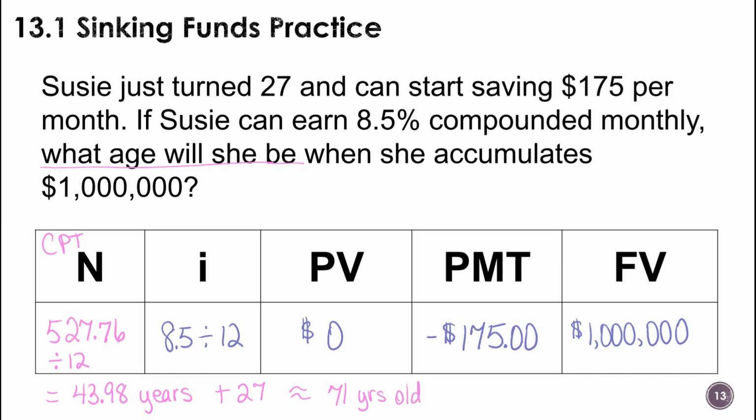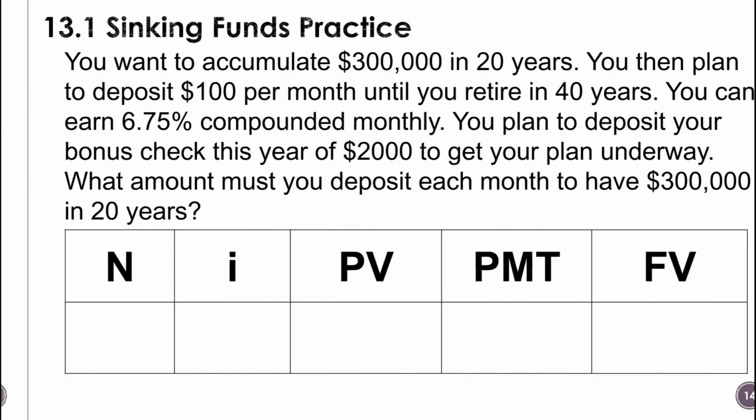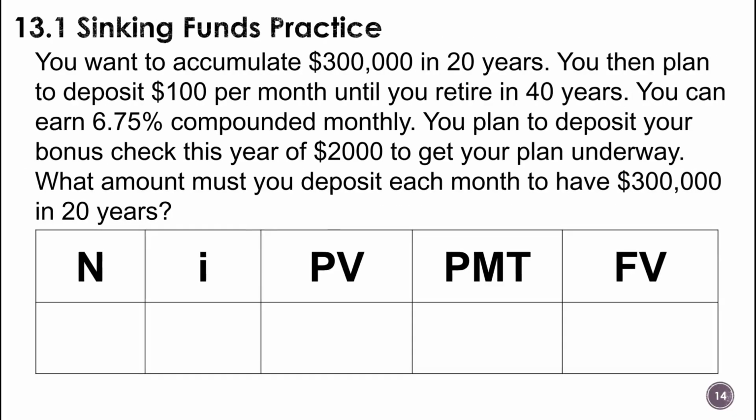That's just a payment of $175. Of course, it's for a long time. It's for 44 years basically, but still, that's a pretty nice accumulated amount. Okay, on this one you want to accumulate $300,000 in 20 years. So that is our future value. Remember to pause this if you want to work this out on your own.